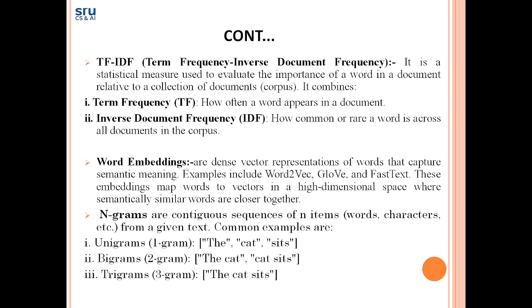N-gram here, a continuous sequence of n items, words or characters. Common examples are unigram, which is represented by 1-gram, bigram, here 2-gram, and trigram, here 3-gram. Try to correlate this with an example. The 1-gram is represented by separated words: the, cat, sits. 2-gram means two words here: the cat, cat sits. Trigram means 3-gram: the cat sits.